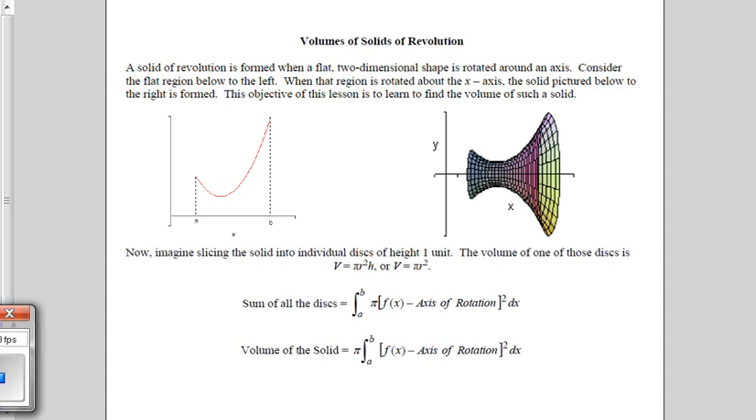A solid of revolution is formed when a flat, two-dimensional shape is rotated around an axis. Consider the flat region below to the left. When that region is rotated about the x-axis, the solid pictured below to the right is formed. The objective of this lesson is to learn to find the volume of such a solid.